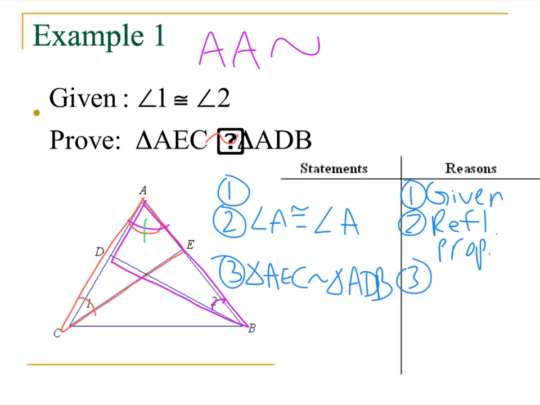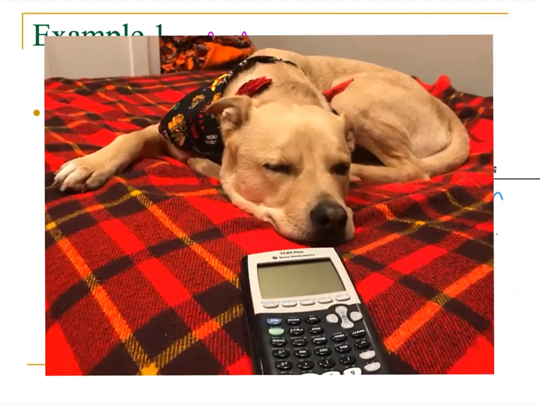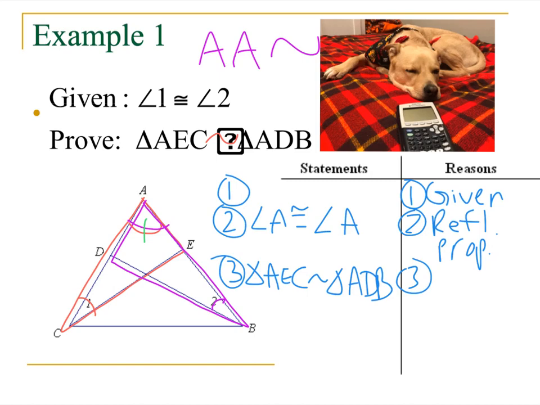You know, Jenny's loving this as well. She's learning how to prove triangles similar, even though she's just a dog. Check it out. I don't know how she's falling asleep here. She's got her calculator and everything, but apparently this is not entertaining to Jenny. Hopefully it is, however, entertaining to you. All right, back to the math.